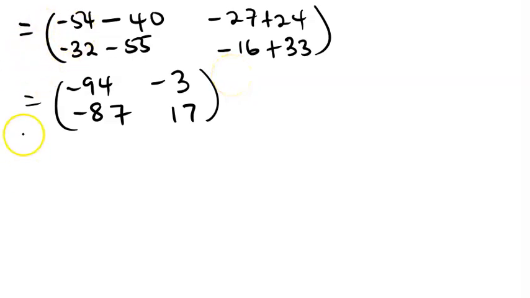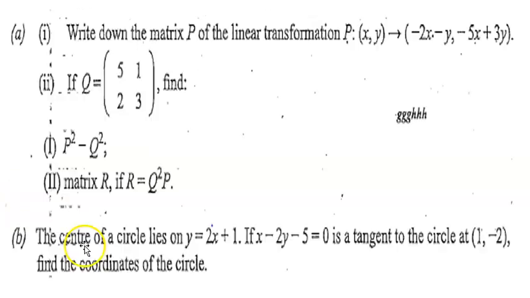So let's look at the second part. Now the second part, we have the center of a circle lies on this line, and then this one is a tangent.